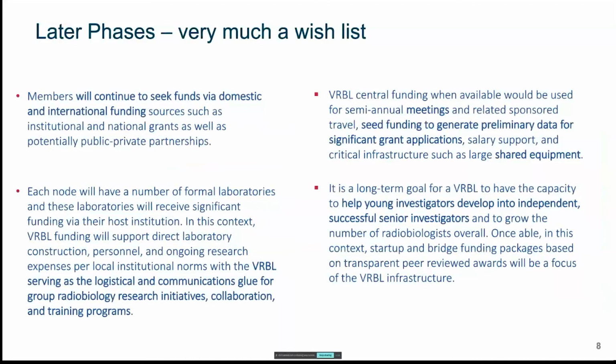So members will continue to seek funds via domestic and international funding, and eventually there will be increasing amounts of support for logistical and communications glue and funding radiobiology research activities, training programs, collaboration, seed funding for grants and such. It's very important to understand that one of the major focuses of this is going to be mentorship and the next generation. I'll get to that a little bit later.